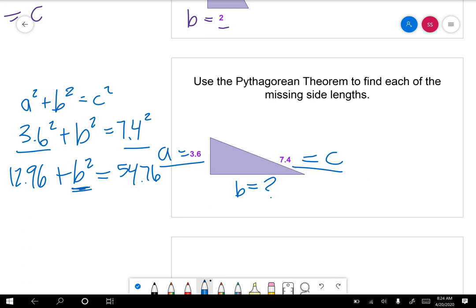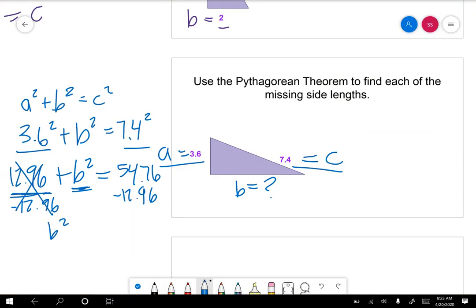To do that, we need to get rid of this. By get rid of, I mean we want to move it to the other side of the equation. Since it's positive, we can do that by subtracting it, 12.96. But if you subtract on that side, you have to subtract on the other side as well. So 12.96 minus 12.96 gives us 0. So that just cancels out.